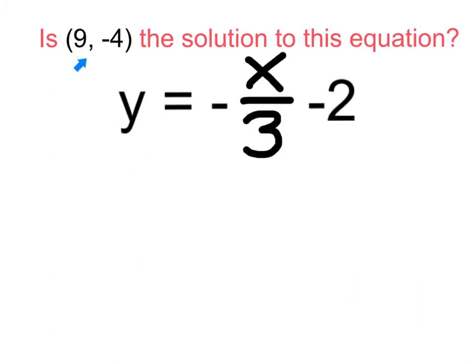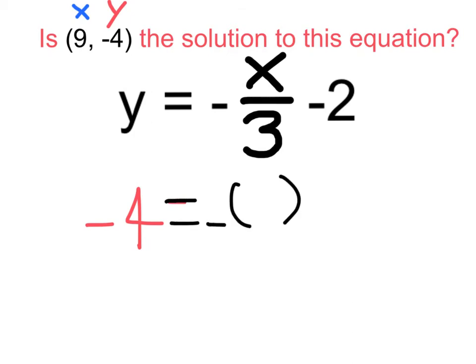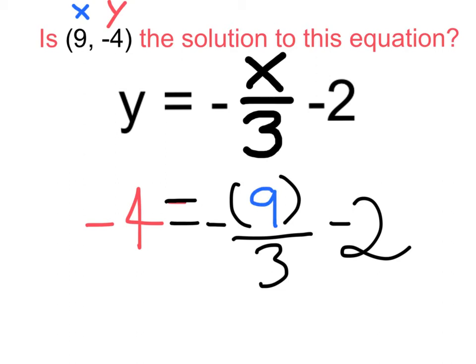Is the ordered pair 9 and negative 4 the solution to this equation? The equation is y equals negative x divided by 3 minus 2. So the first thing I'm always going to do is plug in our x coordinate, which is 9, and then our y coordinate, which is negative 4. I'm going to label it right there. And so let's start. So if y is negative 4, I'm going to rewrite negative 4 equals negative, open parentheses, divided by 3 minus 2. I know that x equals 9, so I'm going to pop that right on in there.